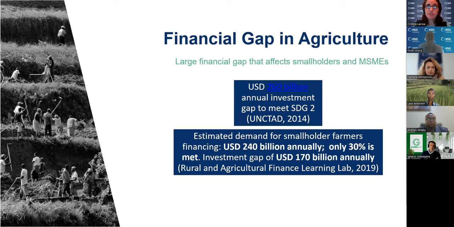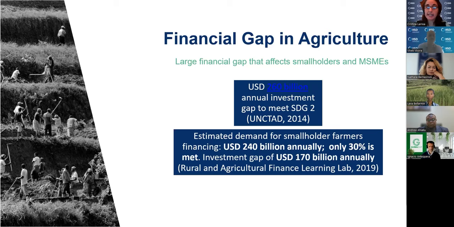Next slide, please. This widespread perception of high risk and often inadequate investment readiness of small to medium agribusinesses are two main issues behind the large financial gap facing the agriculture sector. Smallholder farmers across Africa, Asia, Latin America, and the Caribbean are the most affected by this gap. Research suggests that they lack about $170 billion annually to meet their farm and household needs.